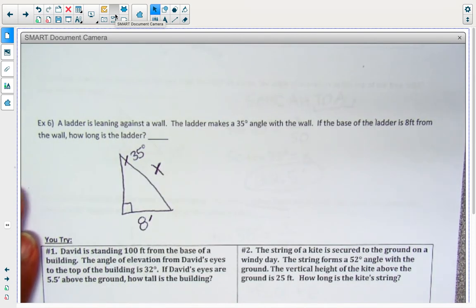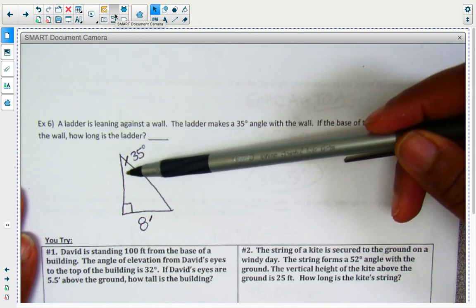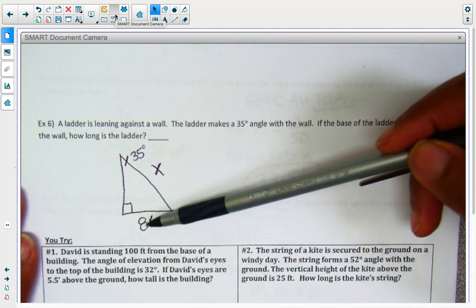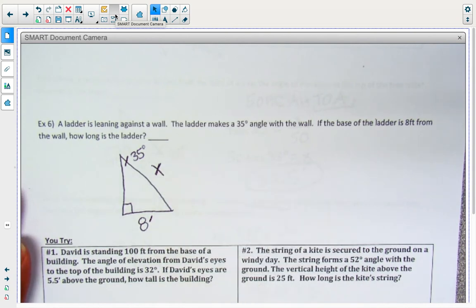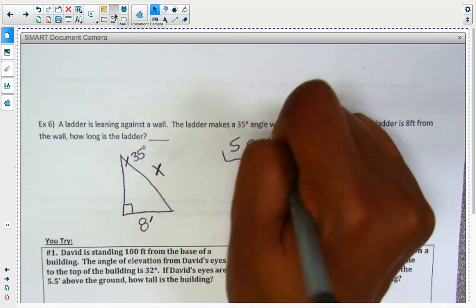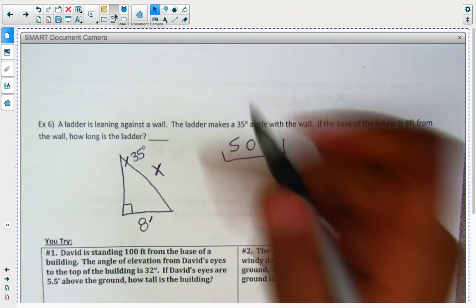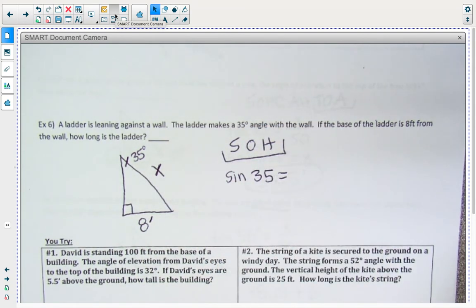So this is not a tangent problem. So if I'm looking for x, let's label some different things that I know. I know that this is my angle of reference. It's 35 degrees. If I go opposite of that, that's 8. That's my opposite side. I found my right angle, go directly across from that. That's my hypotenuse. So which one of our trig functions deal with opposite and hypotenuse? This is going to be a sine problem because sine is opposite over hypotenuse. So this is sine opposite hypotenuse. So the sine of 35 is equal to my opposite side, which is 8, over my hypotenuse, which is what we're looking for.